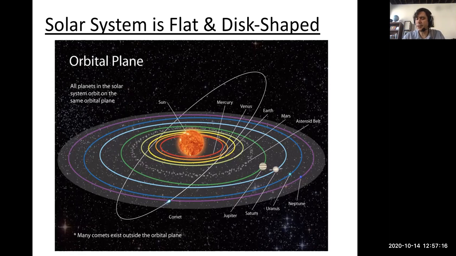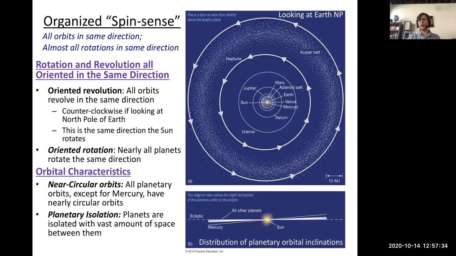And this is something, so why? We have to ask ourselves, what would create that? What physical mechanism would flatten out our solar system? Why aren't we a spherical solar system? Why are we a flat disc-shaped solar system? What physical mechanism could flatten us out into being a disc shape? And then we can go into detail.